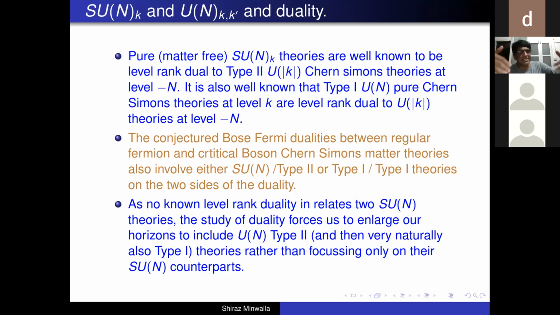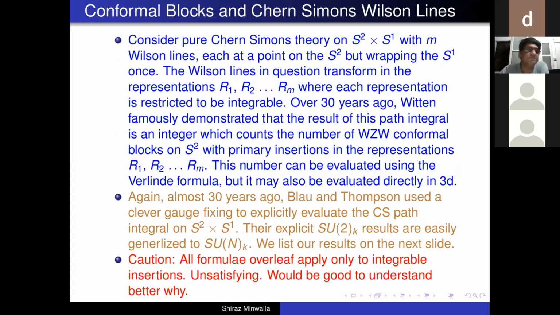Okay, because these dualities, in the limit that you take the masses of all the matter fields to infinity, reduce to these well-known pure Chern-Simons dualities. Okay, so as no known duality relates just SU(N) theories, we're forced to deal with these slightly irritating U(N) generalizations, but they're not too bad. You see that? Okay, fine. So these are the theories we're going to be dealing with: these SU(N) and U(N) Chern-Simons theories and their Wess-Zumino-Witten counterparts.